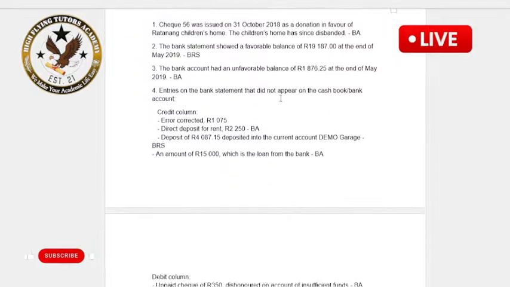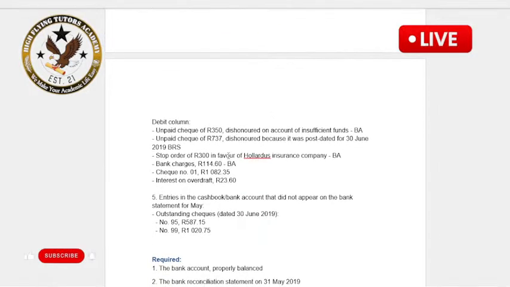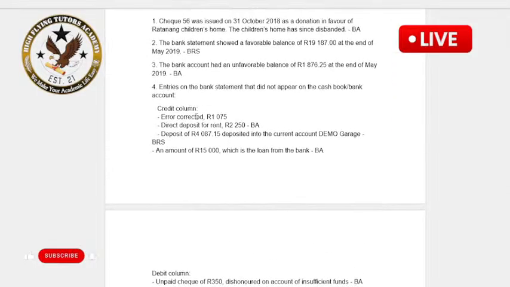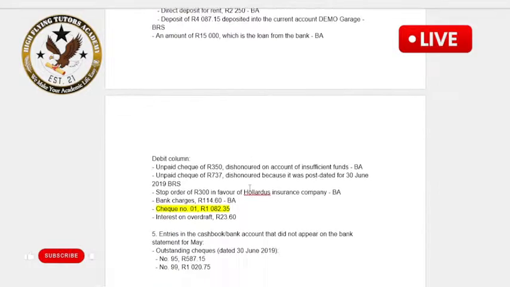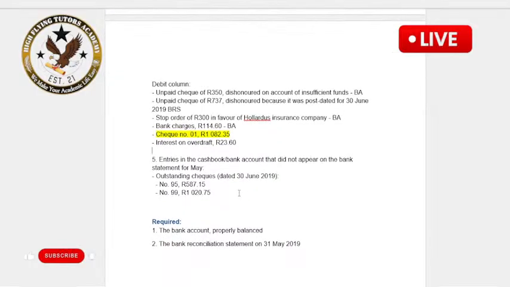It means there is nothing to do with this transaction. It must not be recorded. It has been recorded, sorted, done. This one, it has been done. Even this one up there, it has been done. We are fine, right, with those ones. They are sorted. And then interest on overdraft of 23 rand and 60.